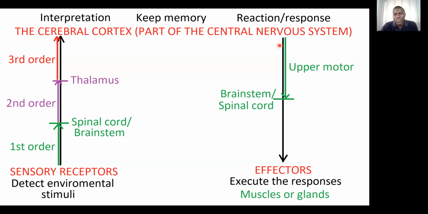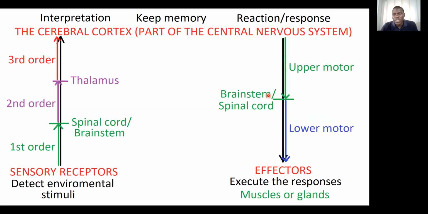So if this neuron was coming from the left side of the brain, it will terminate on the right side of the brainstem or the right side of the spinal cord. If it was coming from the right side of the brain, then it will terminate on the left side of the brainstem or spinal cord. From the brainstem or the spinal cord, we have what we call the lower motor neuron. The lower motor neuron is the one that comes from the brainstem or the spinal cord to reach the effector. This is what you'll otherwise call a spinal nerve or a cranial nerve.